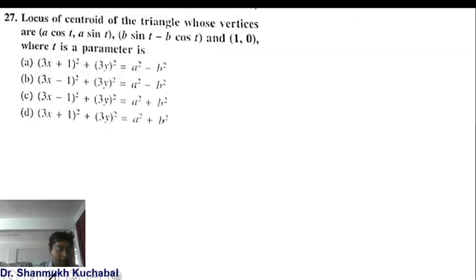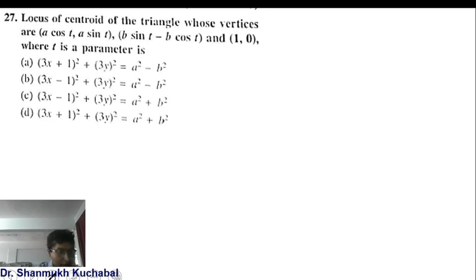Similarly, we'll do one more example. The locus of the centroid of a triangle whose vertices, first, second and third, are given here. They are in terms of a parameter t. So we have to find the locus of the centroid.